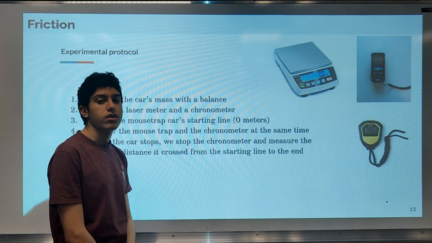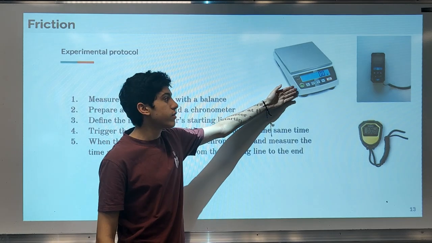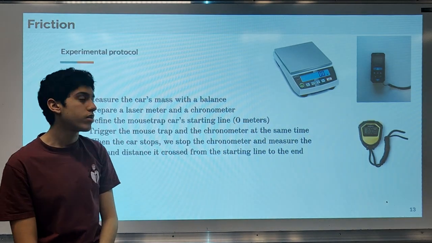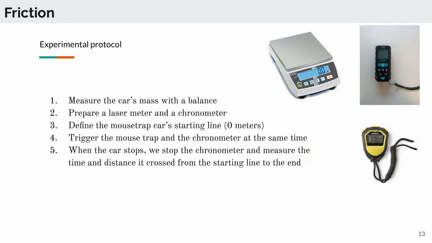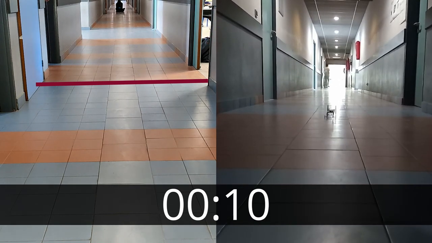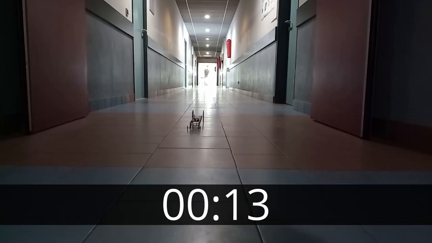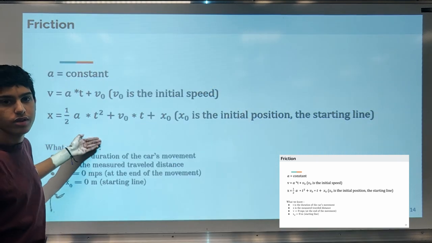To calculate the values of T and N, we will first start by calculating the acceleration with an experiment. First, we'll measure the car's weight with a balance, and we'll prepare a laser meter and a chronometer. We'll define a starting line for the mousetrap car, and will trigger the car and the chronometer at the same time. When the car stops, we'll stop the chronometer and measure the distance and time of the car movement.